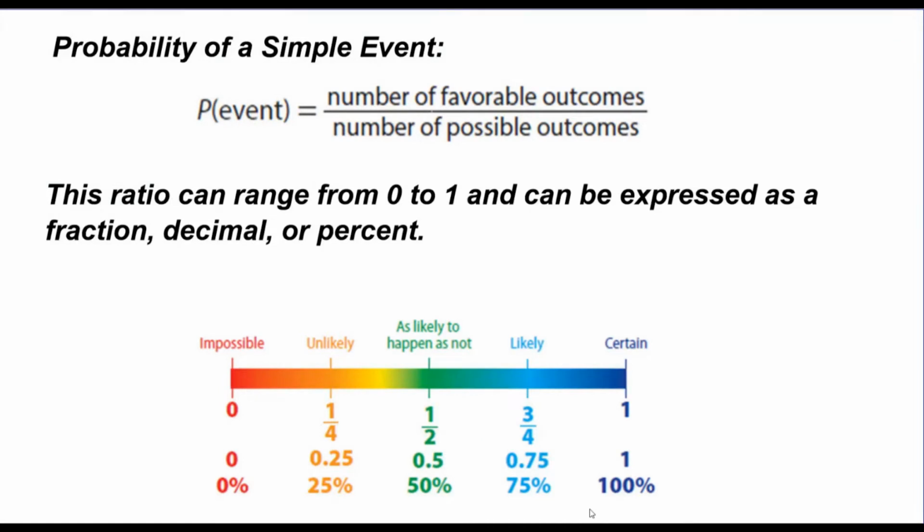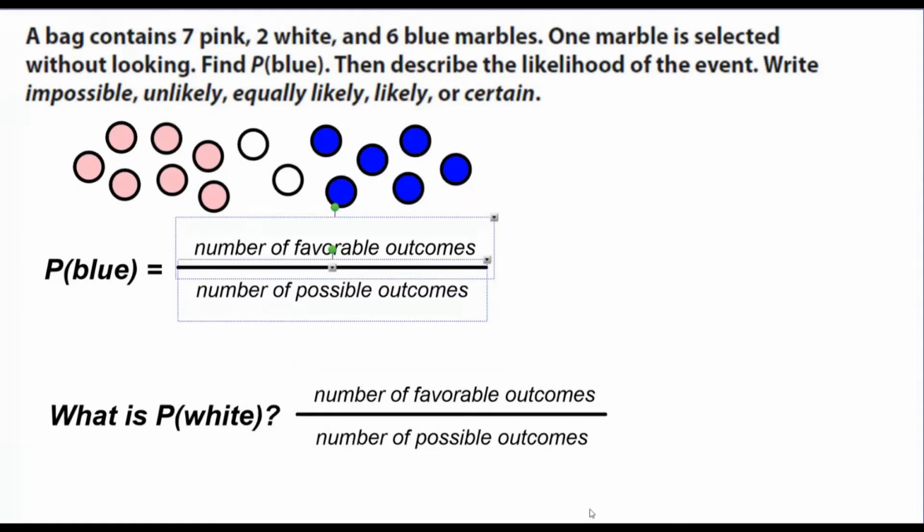So an example of something that would be certain is, what's the probability that when I flip a coin, I get either heads or tails? Well, that's always going to happen. That's guaranteed. So the probability of getting heads or tails when you flip a coin is certain, or a 100% probability. So let's take a look at some examples of probability scenarios and see if we can calculate some probabilities.